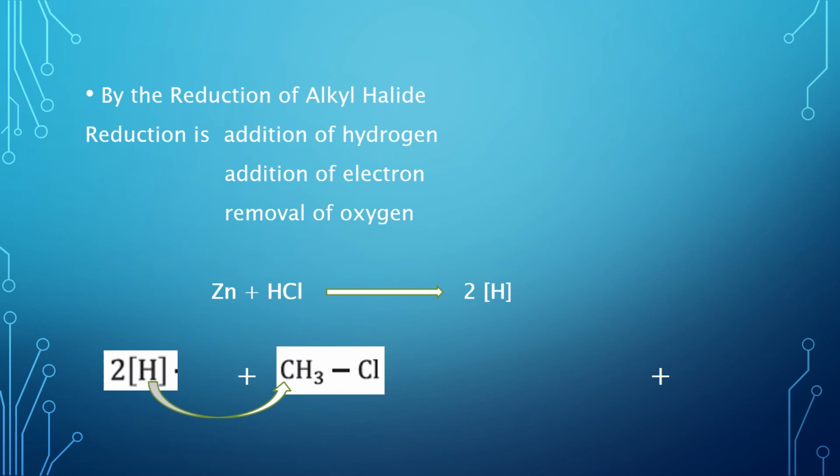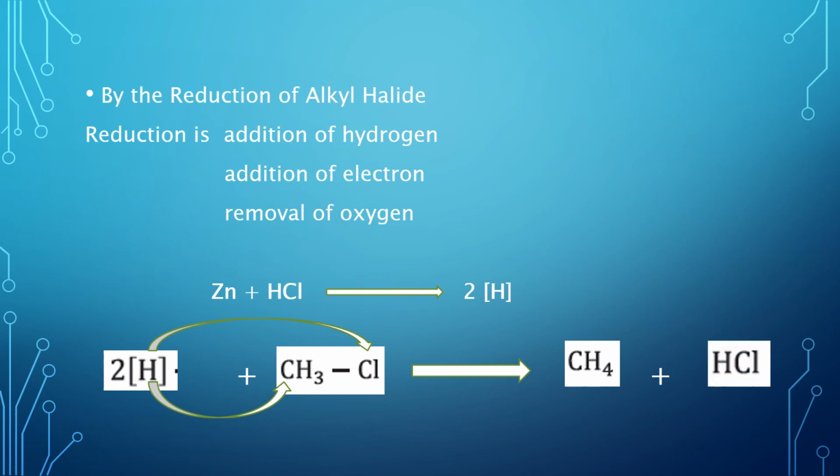You can see the arrow sign: the hydrogen atom is added to the methyl radical and it is transformed into methane. So when hydrogen is added to this alkyl radical, the methyl radical, CH3 transforms into CH4, and the second hydrogen atom will be added to the chlorine, or you can say it will react with the chlorine atom and transform into hydrogen chloride.